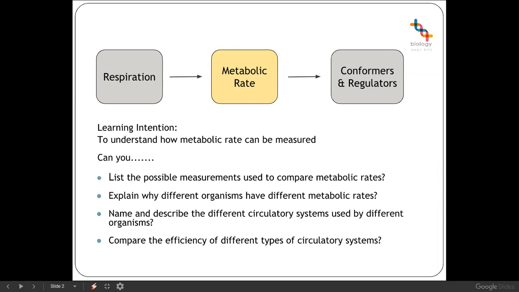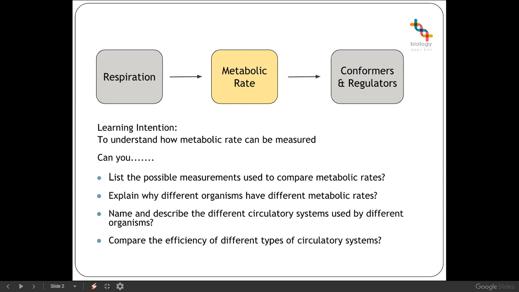And that's what we're going to focus on just now, before we move on to the next section, which will look at conformers and regulators, which are essentially the different types of organisms and how they are managing to maintain their metabolic rate depending on their particular physical differences. So primarily today what we're looking at is how metabolic rate can be measured, and we're also going to look at the delivery of oxygen to cells within different organisms, which helps maintain that metabolic rate, providing the oxygen for aerobic respiration.